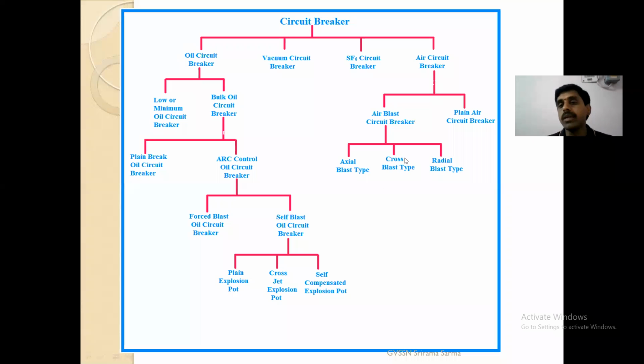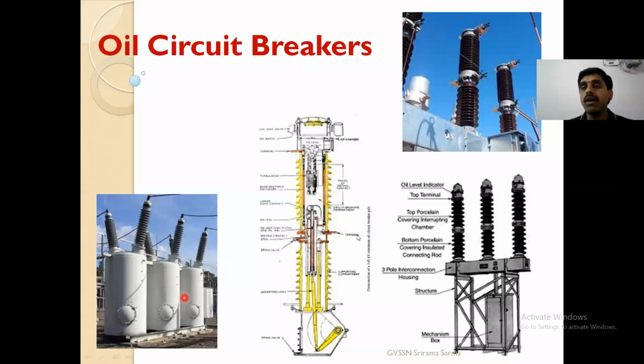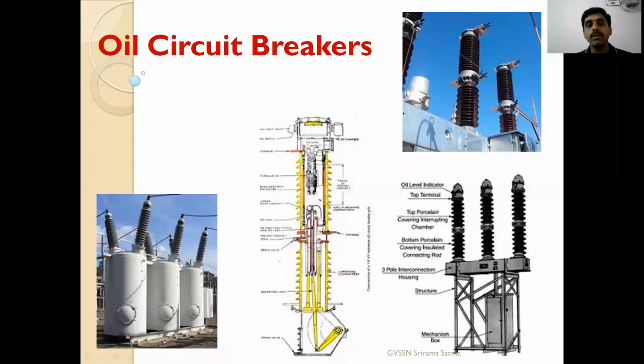So coming to oil circuit breakers, you can see these pictures. If you see outside in the switchyard, you can identify what is an oil circuit breaker. If anything is like this, it is the dead tank type or live tank type. So this is the view of various breakers in the switchyard. You can recognize them by observing this.